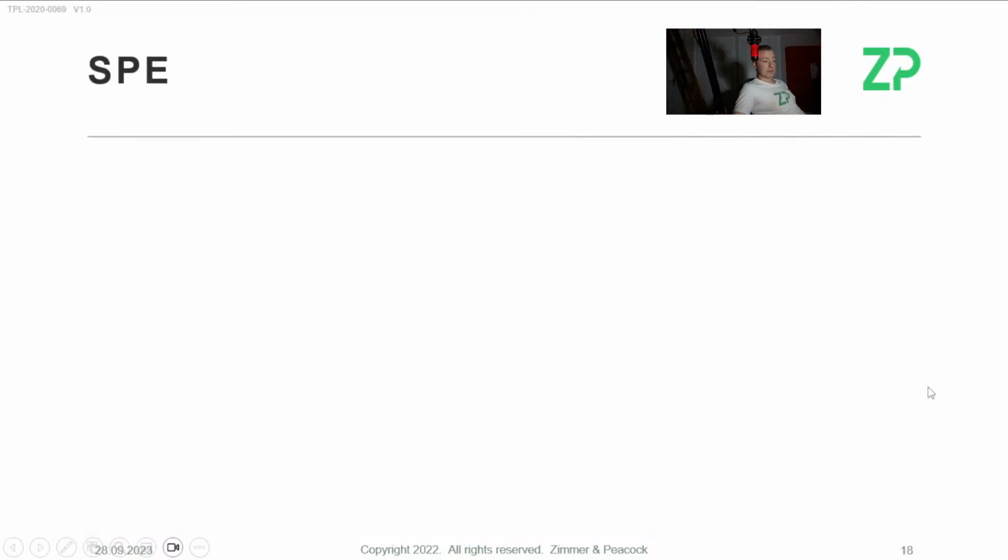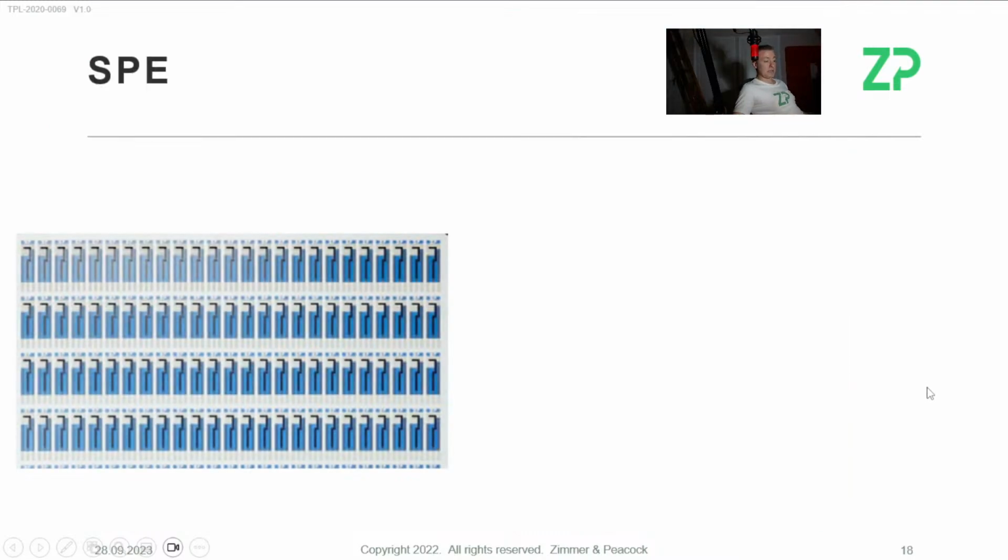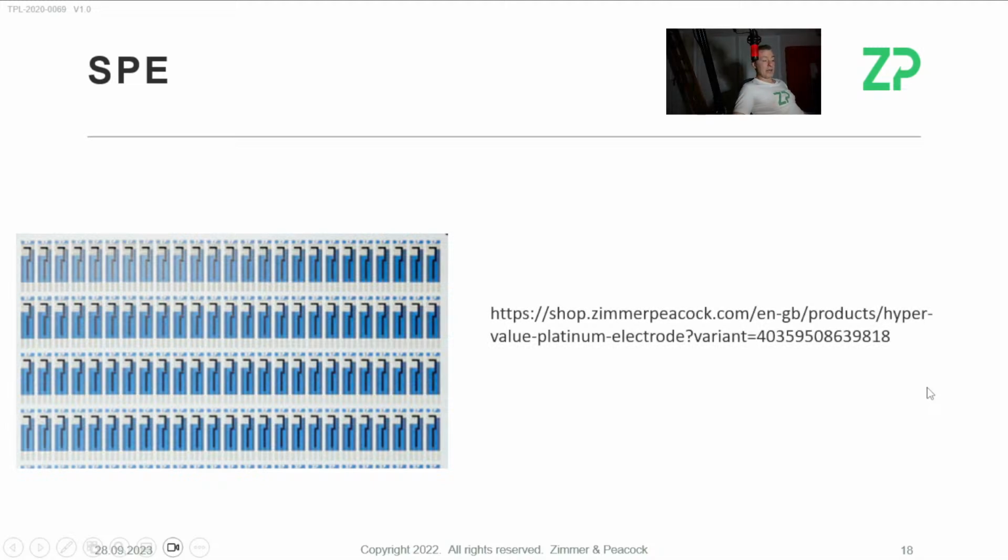Let me cover some of these aspects here. So in terms of the SPE, I'm going to use the example of a glucose biosensor. So I've said, here is the link to buy, for example, 100 hyper value platinum electrodes. Even though I have just made this comment that you should always go for carbon, when we sell our activation solutions, it's what we call a generation 1 glucose sensor, and the platinums are what's going to work with it.